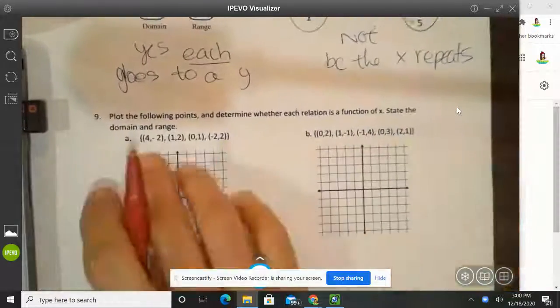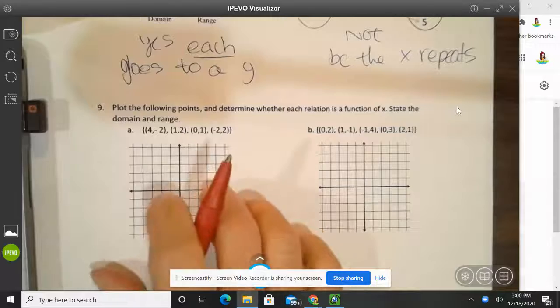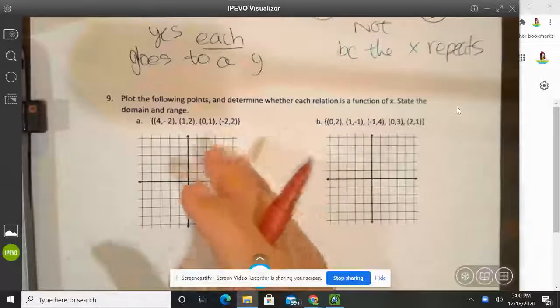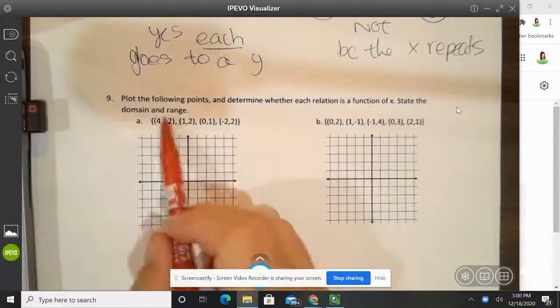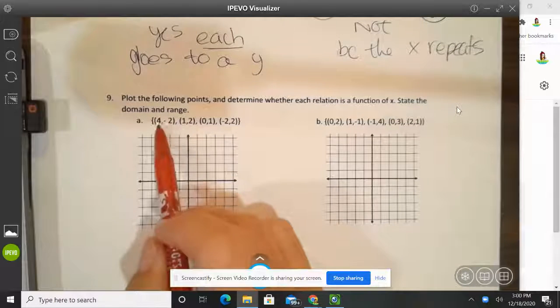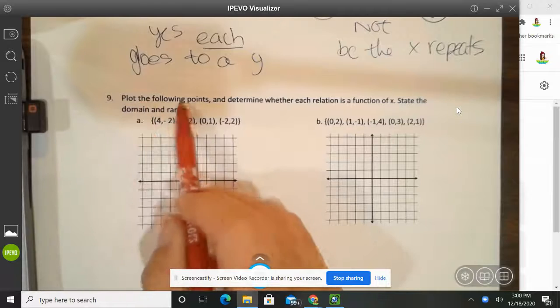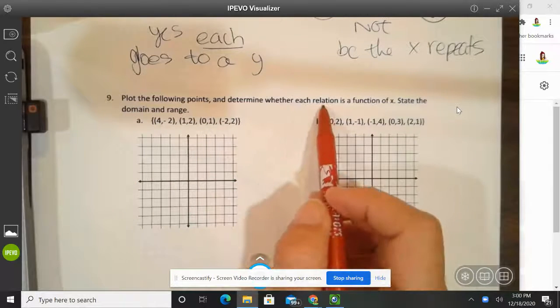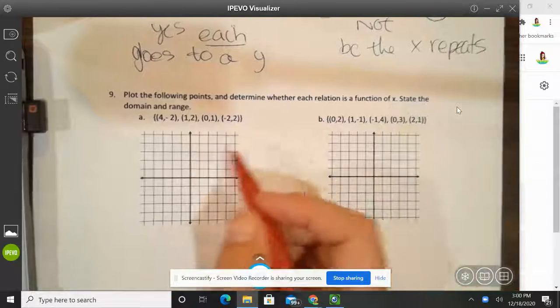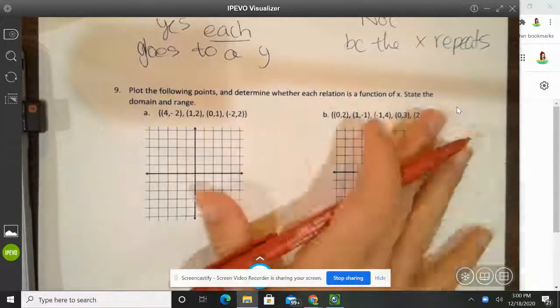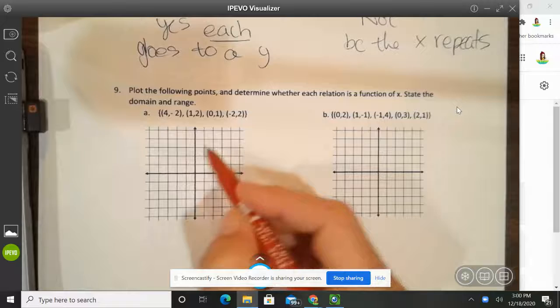All right, so we have to remember how to plot points, because a lot of the work that you're doing this week is also remembering how to graph points. So let's graph these points over here. Remember, my domain is my x's and my range is my y's. It says plot the following points and determine whether the relation is a function. Well, I'll show you a quick way to know if a graph is a function or not. So let's look for some points here.